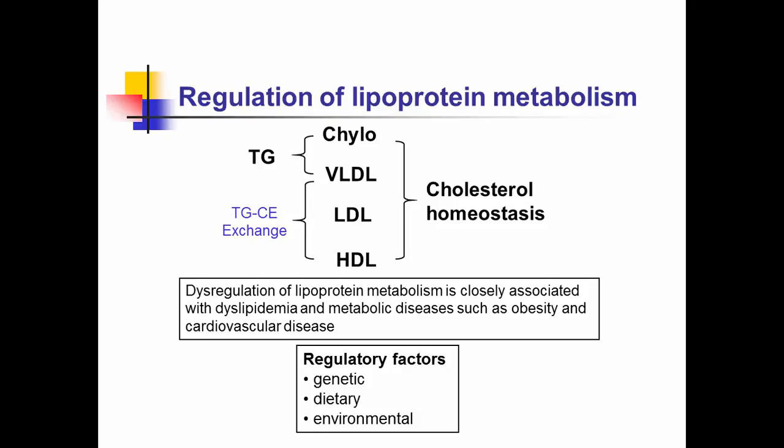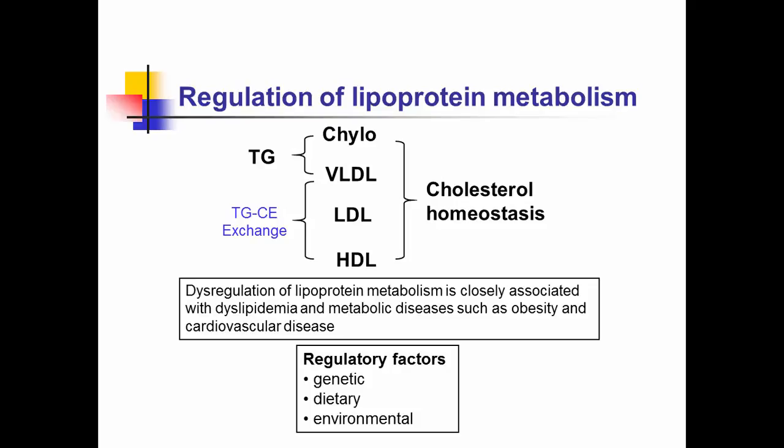All right, now let's talk about regulation. Again, the chylomicron and VLDL involve mostly triglyceride metabolism, right? So it affects more of the triglyceride levels in the body. LDL, HDL, and VLDL are involved in the exchange of triglyceride and cholesterol ester. So this is very important.